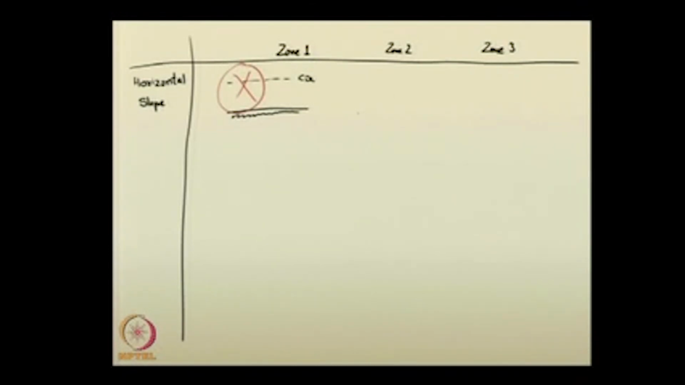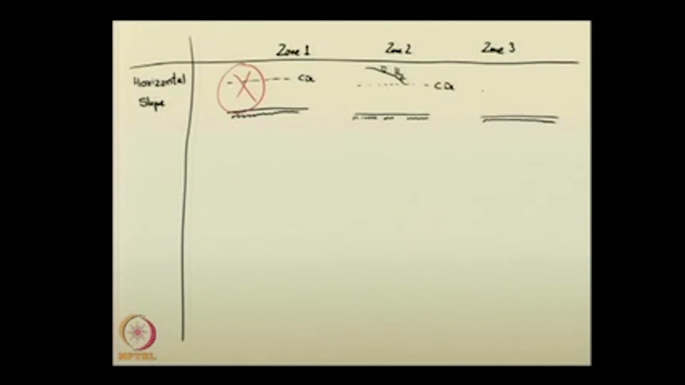In zone 2, you can draw the critical depth line, and what does zone 2 represent? This is your zone 2 and this is zone 3 of the horizontally sloped channel. Your water surface will be somewhere here like this; it should exist in the second zone. So, this is called H2. That water surface profile is called H2.